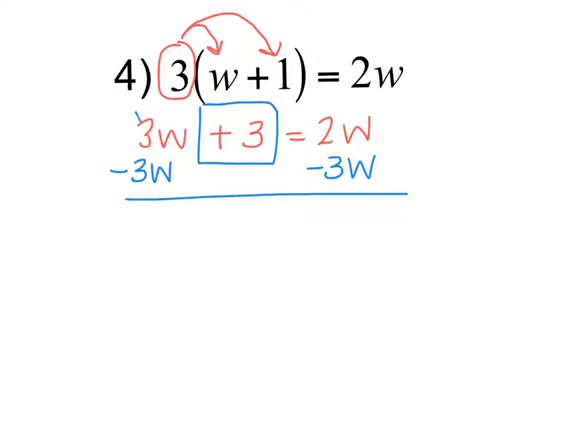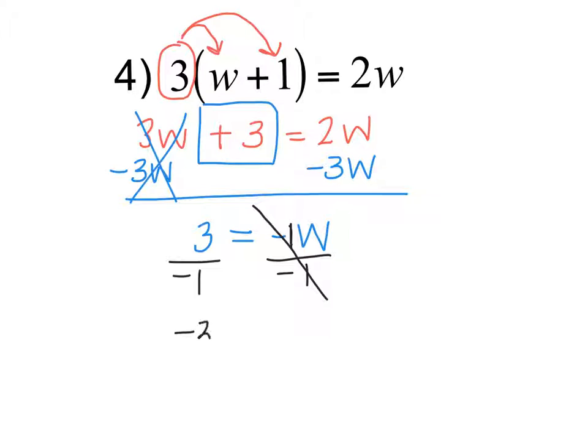On the left, it's going to go away, leaving me with positive 3 equals, on the right, 2w minus 3w is negative w. But I'm not quite done yet. I want an answer for just w, not negative w. But remember, there's an invisible 1 hanging out in front of that w. So, just like before, it's negative 1 times w. I can divide by negative 1 to do the opposite of that. The negatives will cancel, and I get negative 3 equals regular w, which is what I want my answer to be.